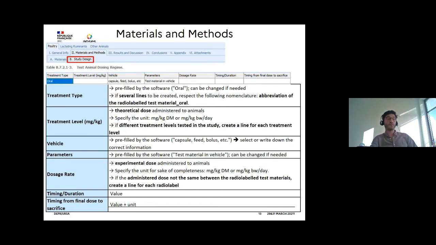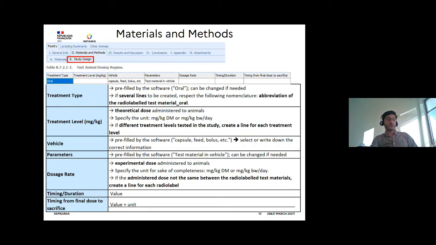In the treatment level box, fill in with the theoretical dose administered to animals in the metabolism study. Do not forget to specify the unit, and if different treatment levels are tested in the study, create a line for each treatment level. The vehicle column is pre-filled by the software, for instance capsule, feed bolus, etc. And you have to select or write down the correct information for this vehicle parameter.